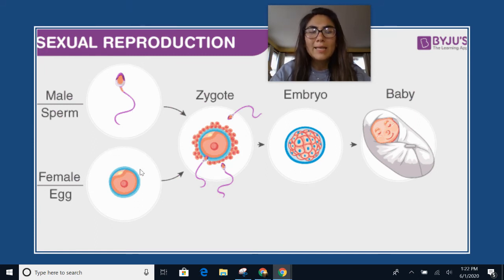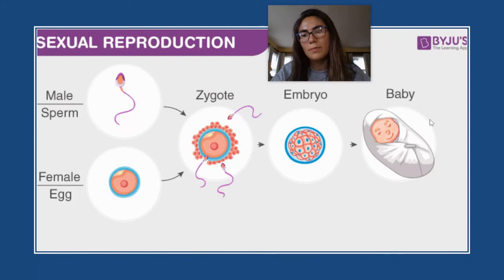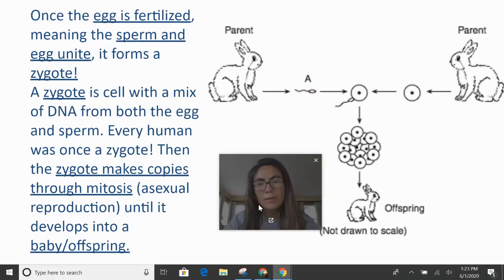Okay. So here we have the same thing. It makes copies through mitosis. So this happens with animals. It happens with plants. It happens with different reptiles. So anything that you can possibly think about that goes through sexual reproduction that requires an egg and a sperm has to go through the same process. The only thing about humans is that it happens internally.